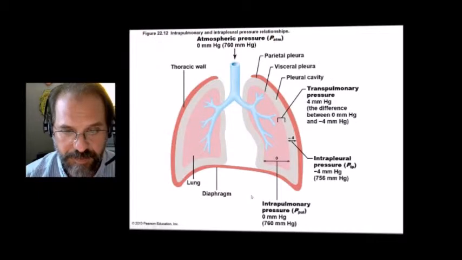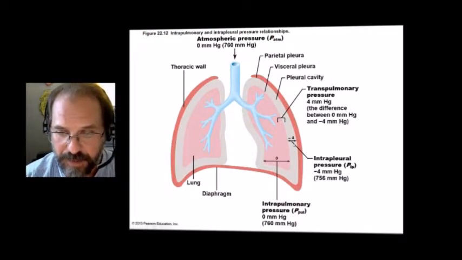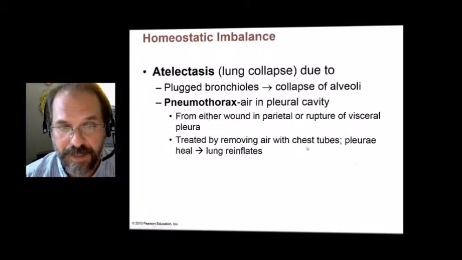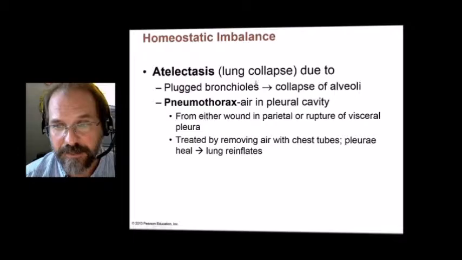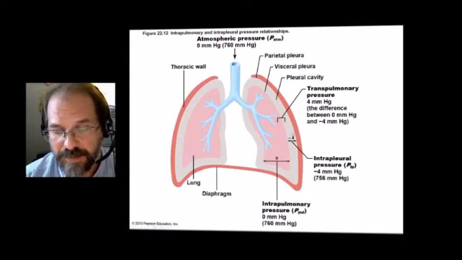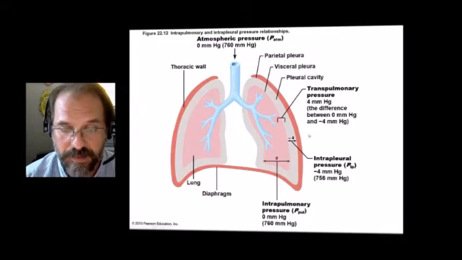Okay, so let me back up and catch this point. We see here that we have a negative intrapleural pressure, and that keeps the lungs expanded. Well, the next slide here refers to lung collapse. The fancy name for lung collapse is atelectasis. That's what this word is here, atelectasis. That's lung collapse. And the most likely cause of lung collapse is an introduction of a positive pressure out here. If you have a positive pressure occurring in this area or a loss of negative pressure, then the elastic recoil will make the lungs collapse.